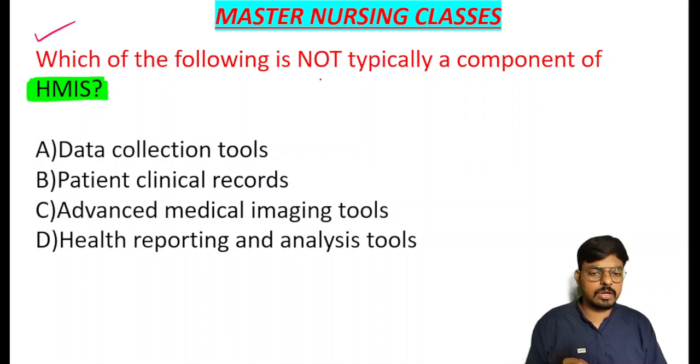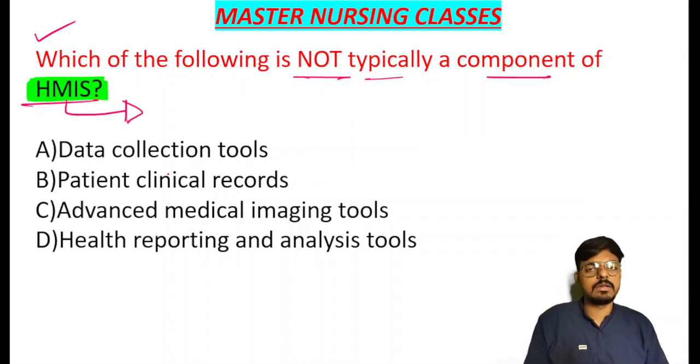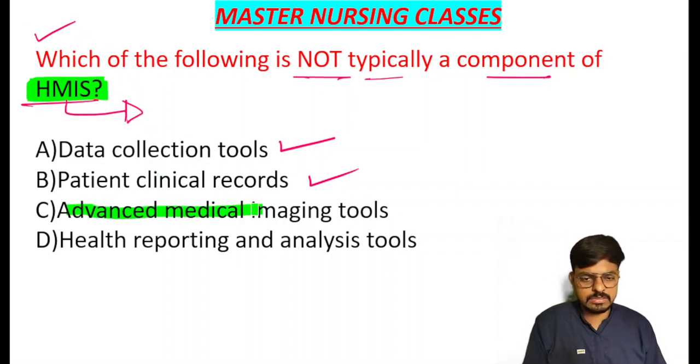Which of the following is not typically a component of the HMIS? First of all, try to give answers, and I will explain everything. Option A is the data collection tools, and yes, the HMIS has data collection tools. Then the patient clinical records: all the patient clinical records will be there in the HMIS. Then advanced imaging tools: no, the HMIS does not contain advanced imaging tools.